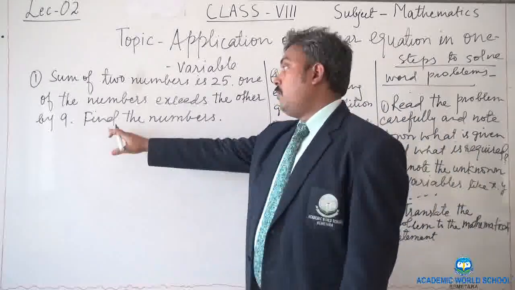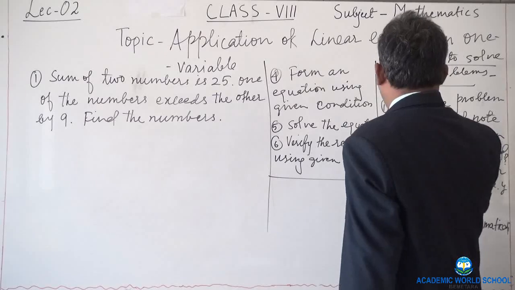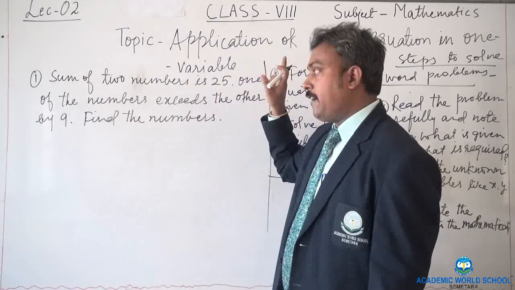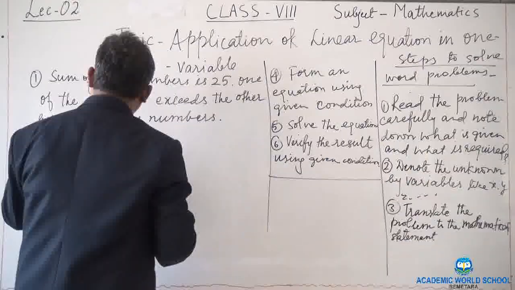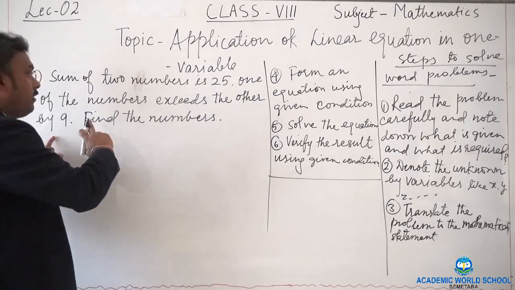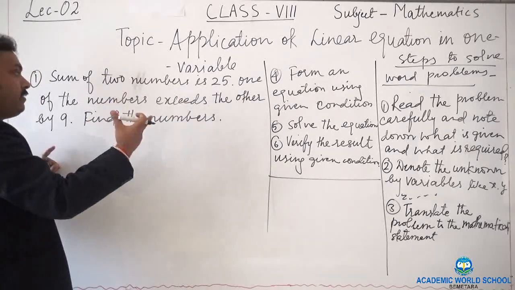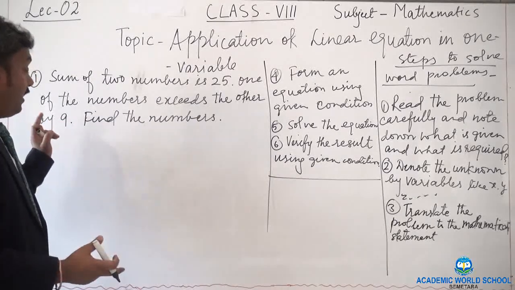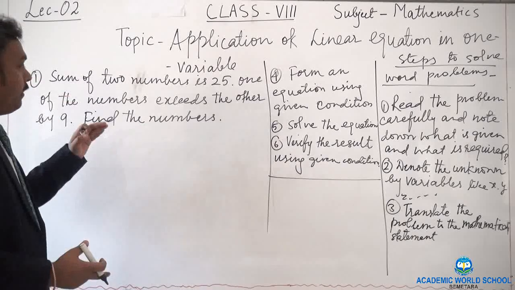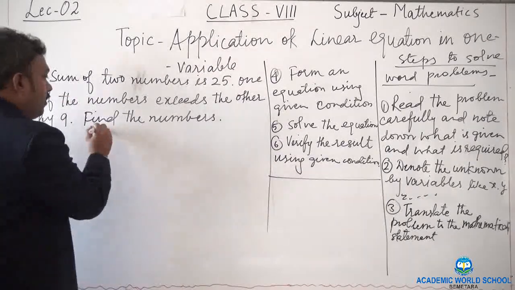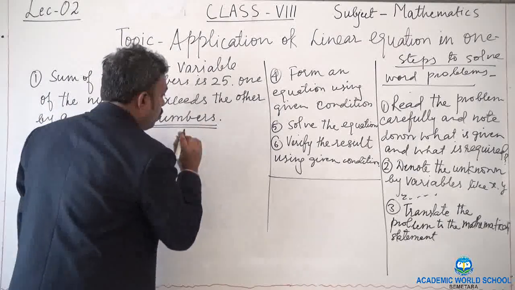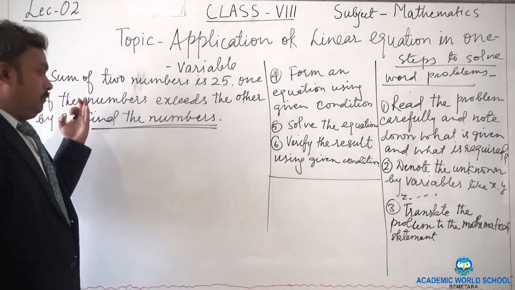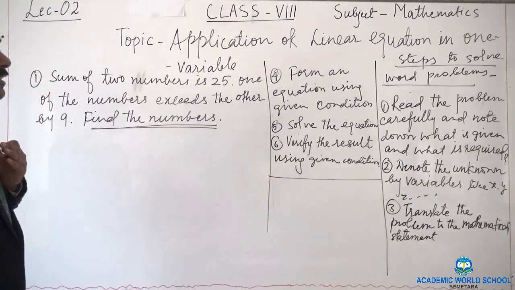Then what do we have to note down? These two things. The first thing, the sum of two numbers is 25, and the second, in the second statement, that one number is greater than the other number by 9. And then what is required? We have to find both numbers. So this is what is required.